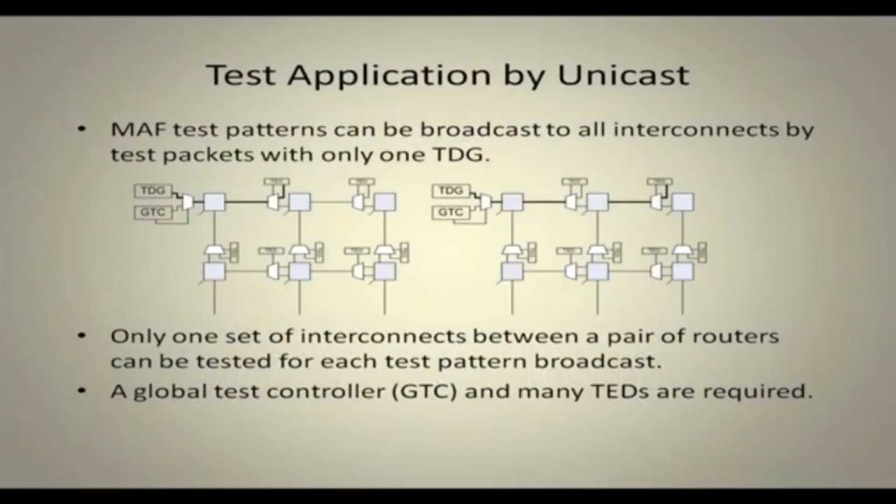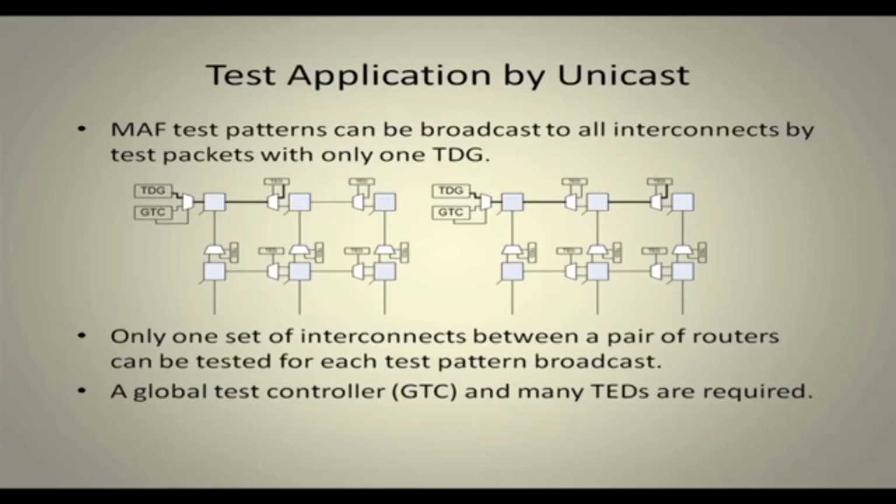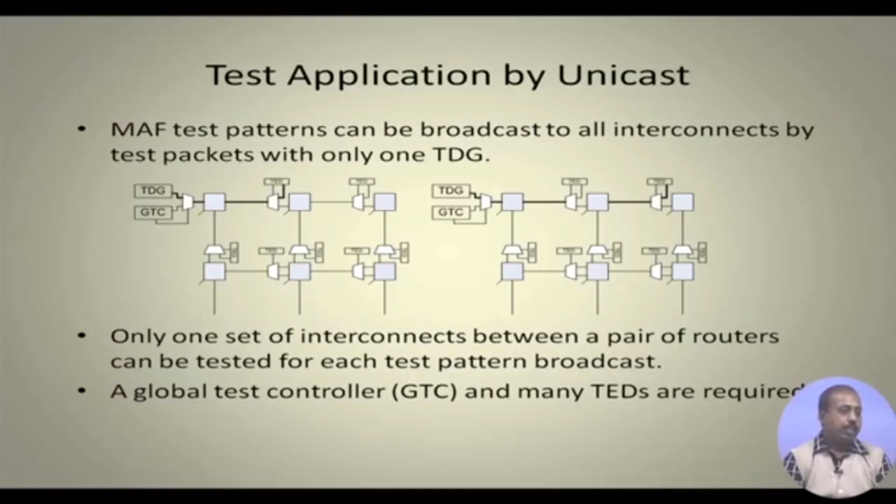So, in this test application process for interconnect testing, the problem is that we have a test data generator and test error detector, TDG and TED, for individual links, which is a lot of overhead, in the sense that they normally have some finite state machine implemented there. So the overhead may become large if there is a large NoC with a large number of links.